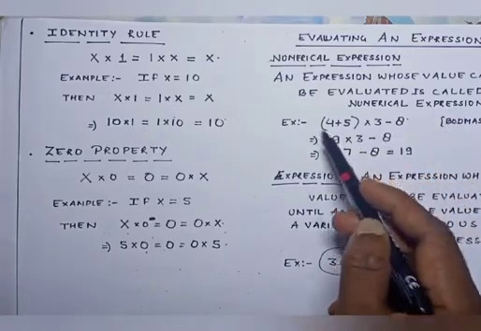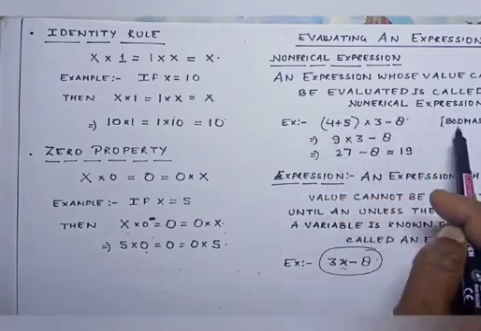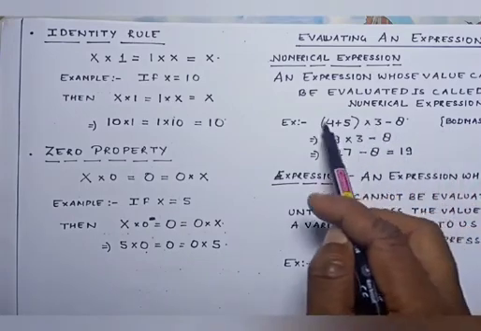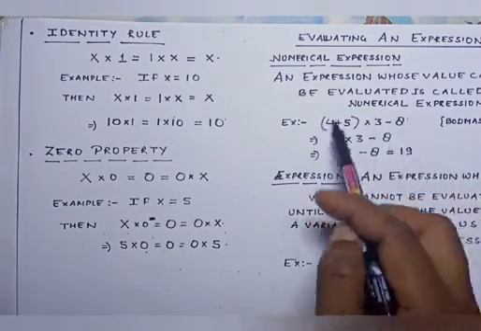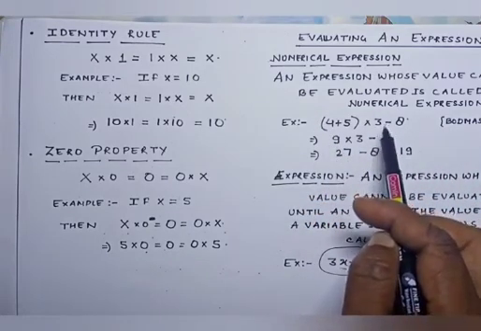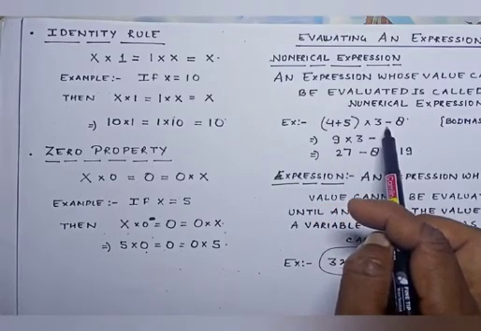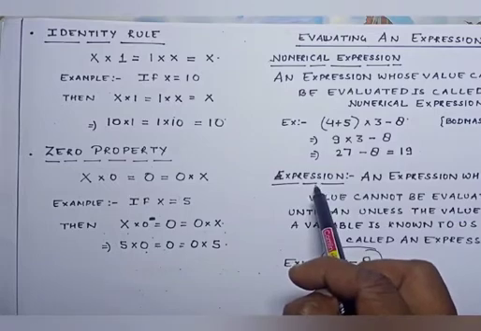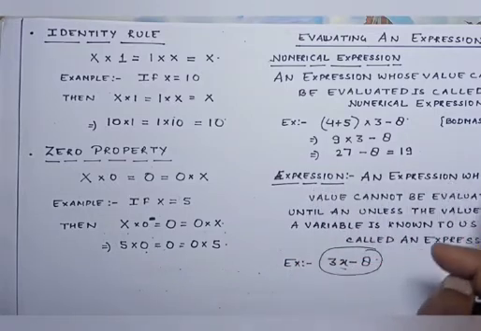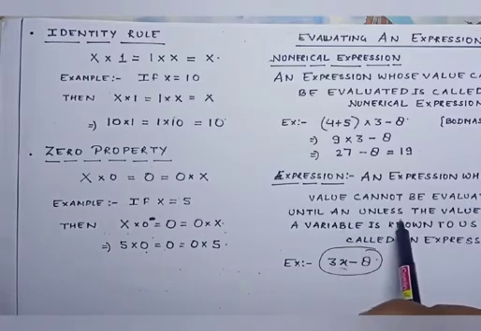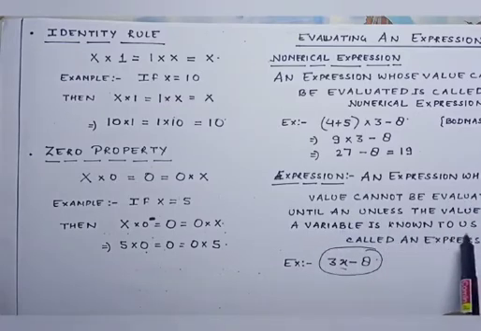It means in the above example, by using the BODMAS method, simply you are going to find out the value of this expression. Why? Because there are no variables or literals given over here. But what is an expression? An expression whose value cannot be evaluated until and unless the value of a variable is known to us.